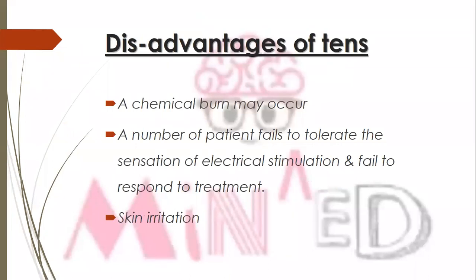What are the disadvantages of the TENS? A chemical burn may occur if the patient is unable to communicate with you or unable to tell you that he is having increasing stimulation and he is very uncomfortable. It's burning, it may burn, and this burn will be called the chemical burn.